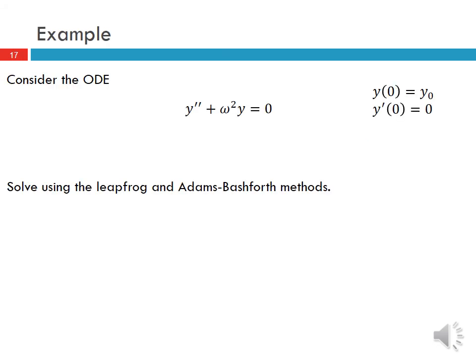So let's look at an example, the same example that we've considered previously. So we have the second order ODE, y double prime plus omega squared y is equal to 0, with initial conditions y(0) is equal to y_0, and y prime of 0 is equal to 0. And we want to solve this using the leapfrog and Adams-Bashforth methods.